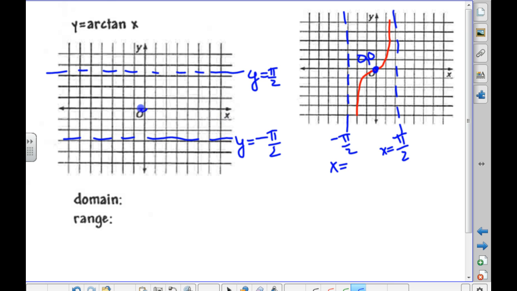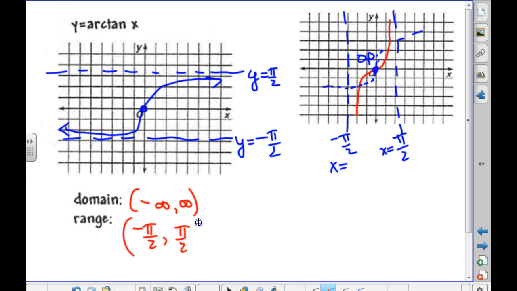Okay, and then 0, 0 is a point that's on there. Now, if I reflected this, guys, it would go this way. So that's what it's doing. Now, be careful. Domain and range, left to right. Domain is from negative infinity to infinity. Range, bottom to top. Wait, no, it never goes that far, so it's parentheses. Okay.